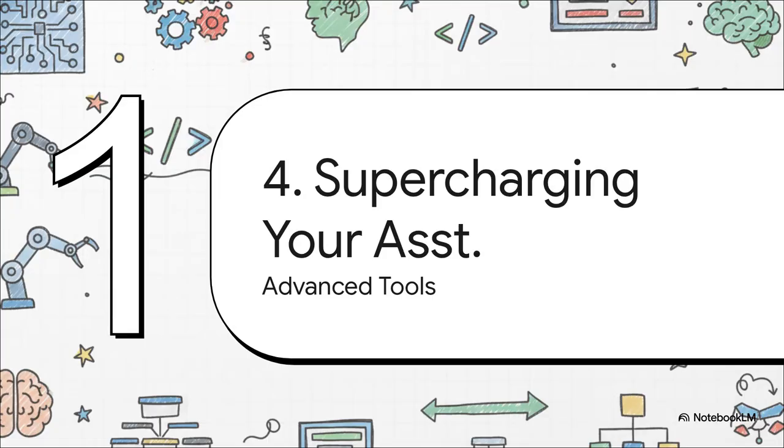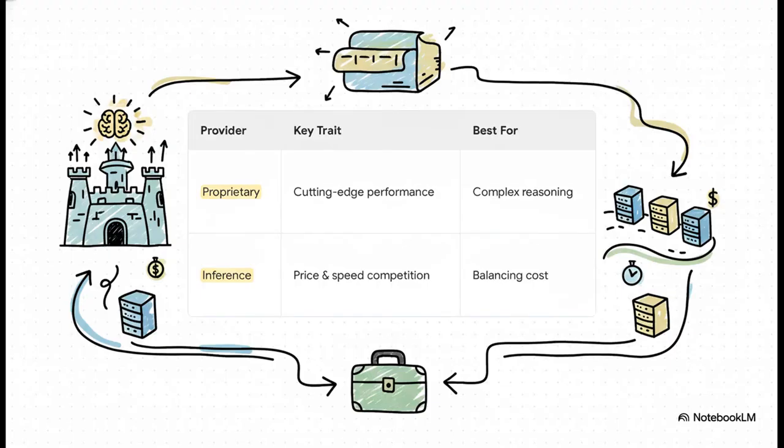So once you've truly mastered context, that's when you can start to supercharge your assistant. This is all about picking the right brain for the job and even giving your AI entirely new powers. A key thing to remember is you are not locked into one model. You have options. You can pick a cutting-edge proprietary model when you're tackling a really gnarly problem, or you can switch to a faster, cheaper provider for your more routine, day-to-day tasks. It's all about using the right tool for the job.